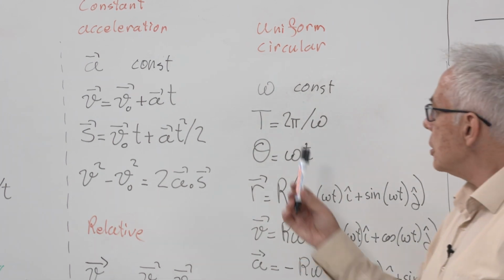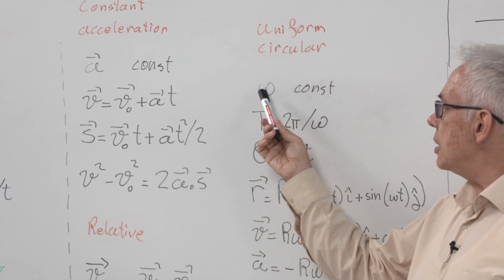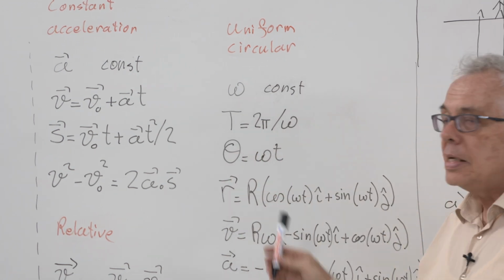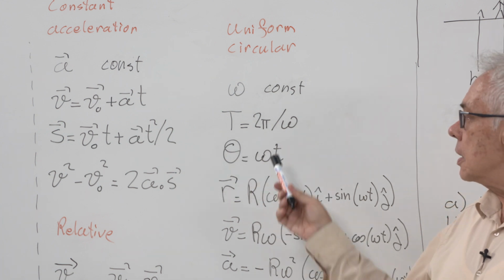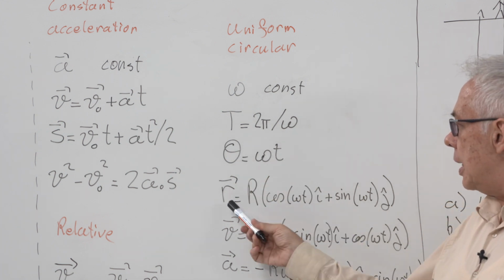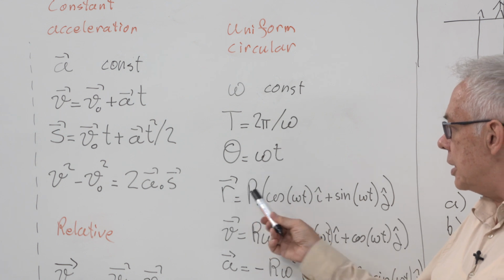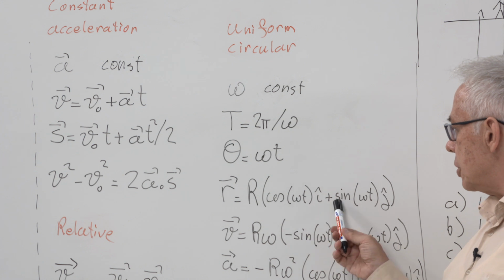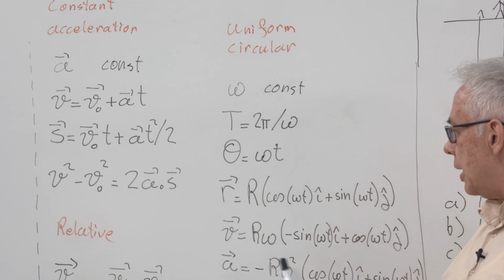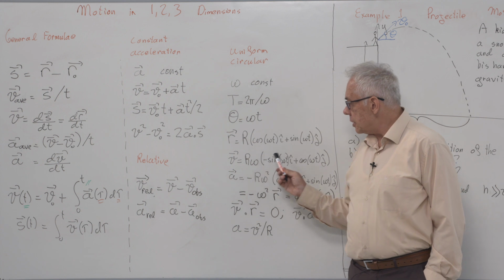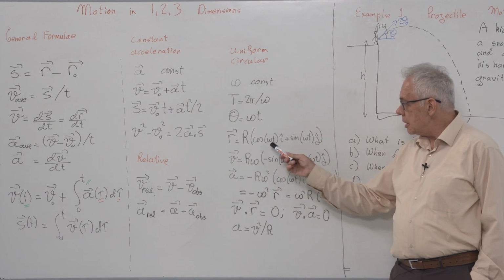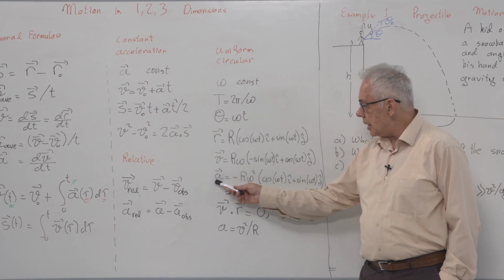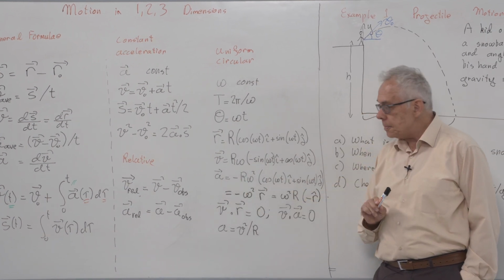Uniform circular motion, where angular speed omega is constant and the period is 2 pi over omega, is given by the angle theta equals omega t. Then the position is radius times cosine omega t times i in the x direction, plus sine omega t j in the y direction. Velocity is the derivative of this. From the derivative of cosine omega t, I get an extra omega, and acceleration is the derivative of that.